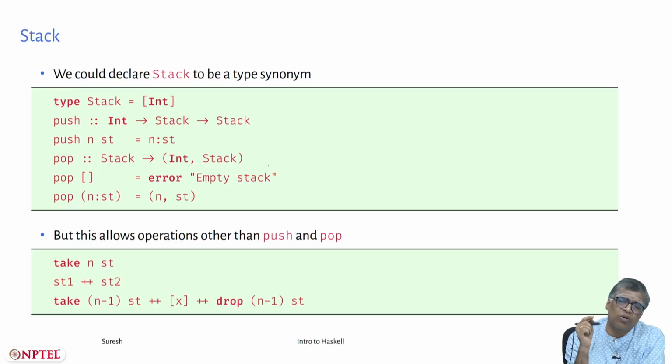But this allows all kinds of operations other than push and pop. Okay, so this is the important point. You can always represent various data structures that you want as some lists or some variant or some things that you already have, but you want to provide what is called a data abstraction.